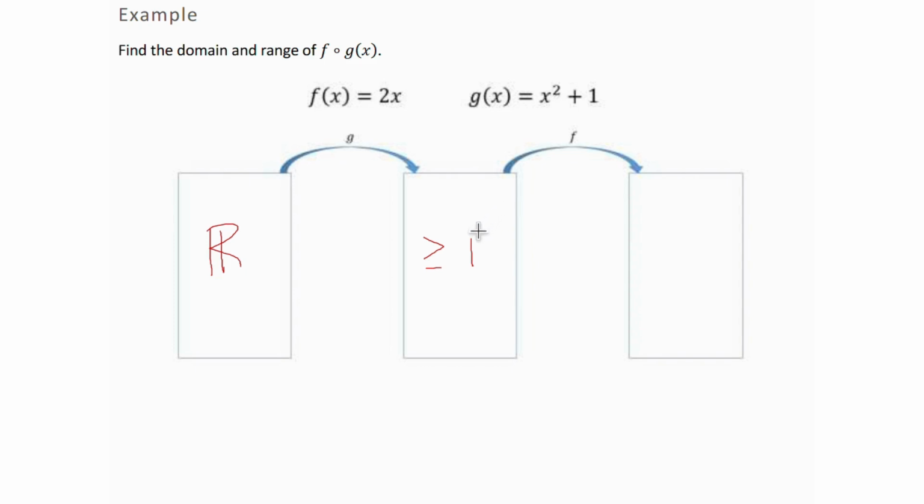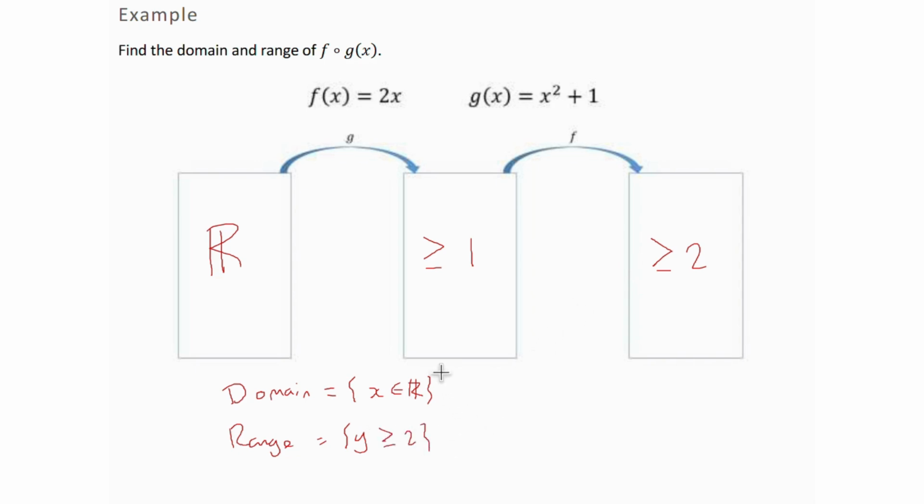So now we have to think, well, if that's the domain for f of x, what could we get out? So if this is greater than or equal to 1, what could 2x be? Well, that means it's going to be greater than or equal to 2. So our domain for the composite function is the set of numbers where x is any real number. And our range is the numbers where it's greater than or equal to 2.